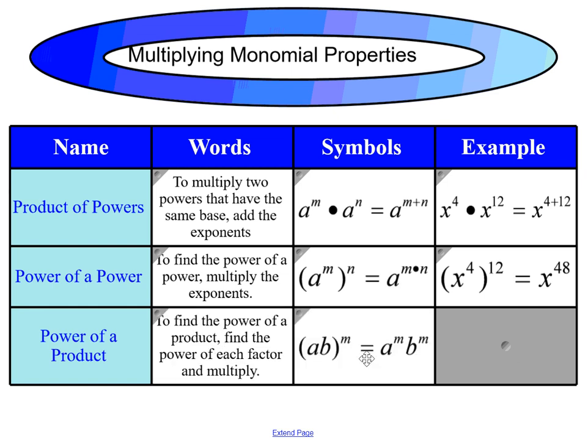Our final example is if we have a power of a product, that means we have two bases inside some parentheses. Basically, you raise each of those individually to the power that is on the outside of the parentheses. I'm going to move on with this video, but I would highly recommend you pause and write that down.